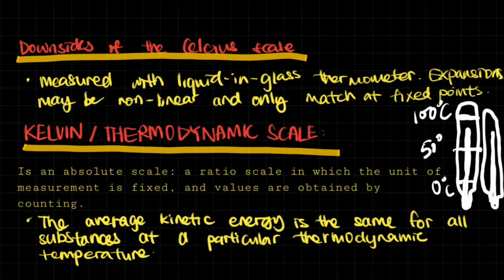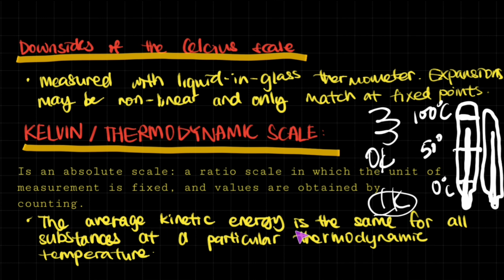So the expansion rate in terms of the increase of temperature is not fixed, it's not linear. However, on the other hand, we have the Kelvin scale. Now, the Kelvin scale is an absolute scale, which means a ratio scale in which the unit of measurement is fixed and values are obtained by counting, which means that you have a fixed unit, which is 1K, and then you basically just go up from 0K and you go up and up, so it makes things linear.